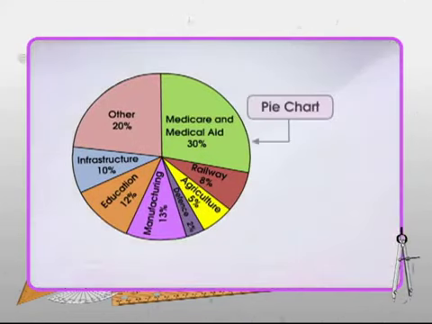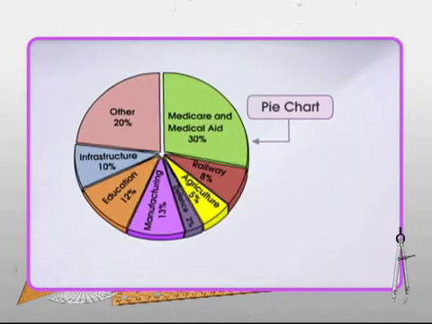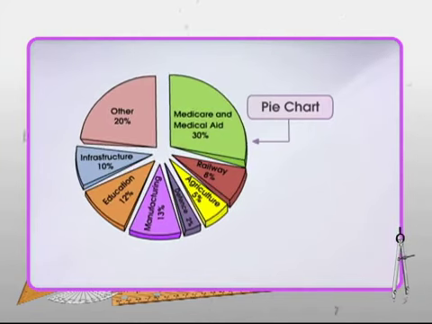This is a pie chart. A pie chart is a circular graph in which a circle is divided into a number of sectors. These sectors represent the relationship between a whole and its parts. The size of each sector is proportional to the information it represents.